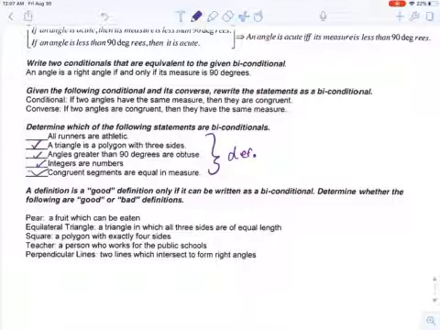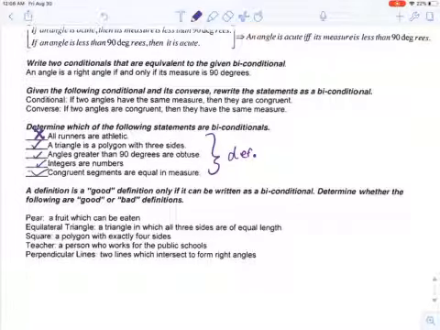All runners are athletic, okay? I am athletic, but I am not a runner. So, we cannot say a person is athletic if and only if they are a runner, okay? So this one does not work forwards and backwards, so we can't turn this one into a definition or a biconditional. A definition is a good definition if and only if it can be written as a biconditional.